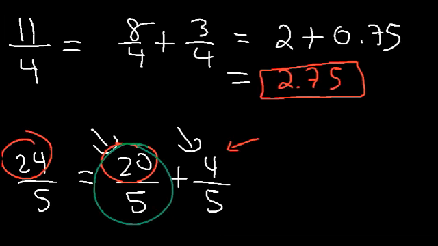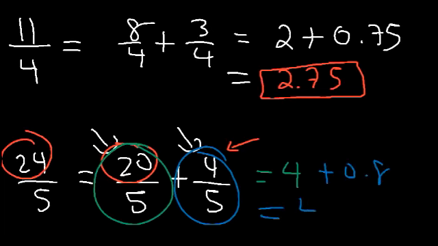So 20 divided by 5 is 4. And 4 over 5 is 0.8. So therefore 24 over 5 is 4.8.